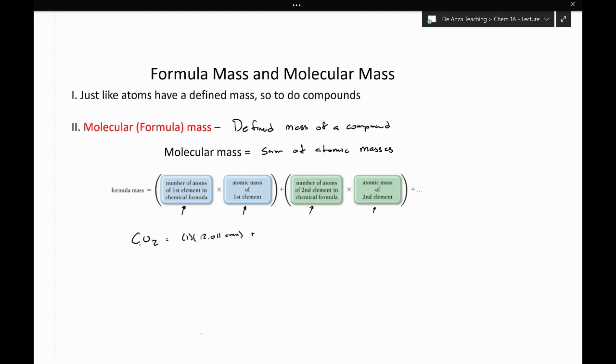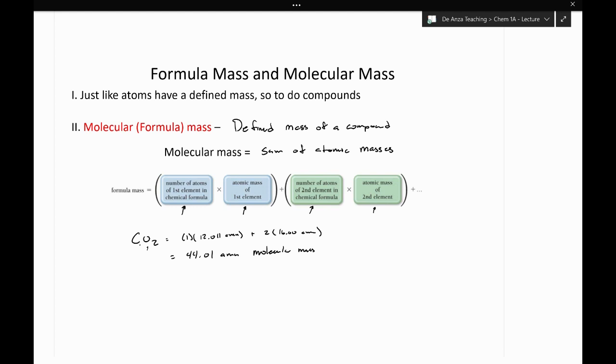Now let's worry about oxygen. We have 2 of those, and the weight of each of those atoms is the atomic weight of oxygen, which is 16.00 atomic mass units. So we can go ahead and multiply that through, and we get that the molecular mass for CO2 should be something like 44.01 atomic mass units. So this is the molecular mass.